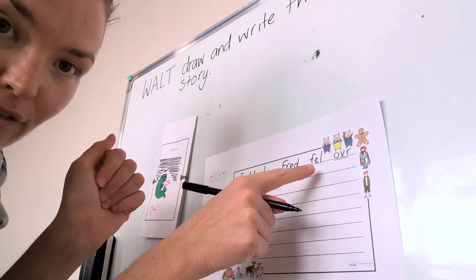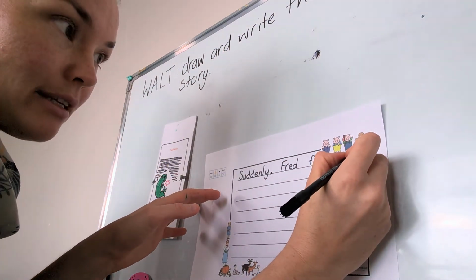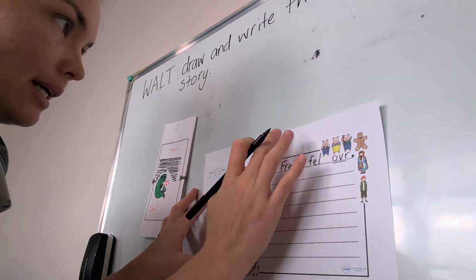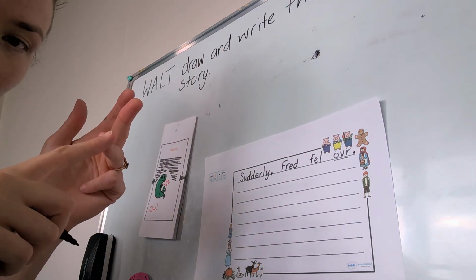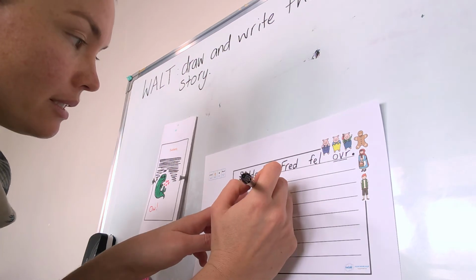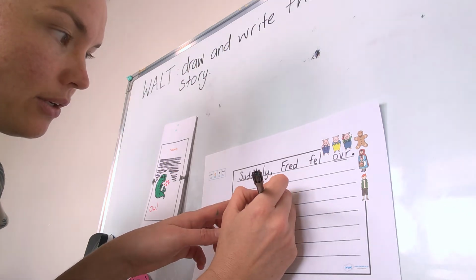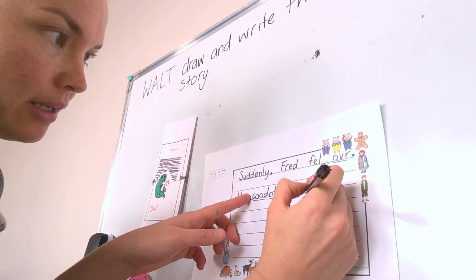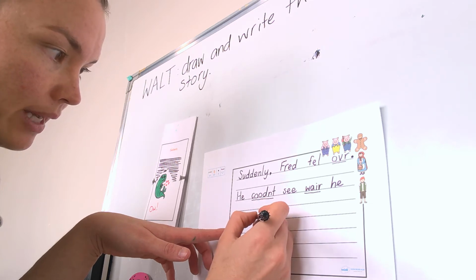I'm not sure about that word, so I've written it like that, showing my phonics. Suddenly, Fred fell over. Now that's the end of a sentence. There we go. Suddenly, Fred fell over. He couldn't see where he was going and really hurt his leg. He couldn't see where he was going. Let's write that. He couldn't see where he was going.